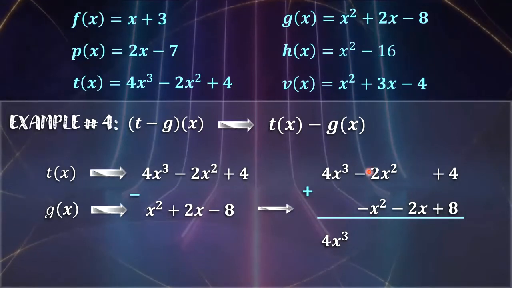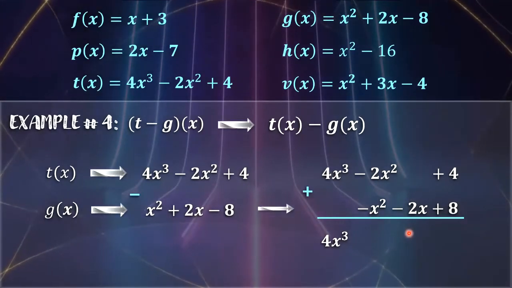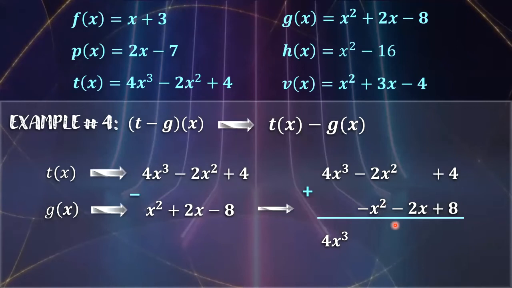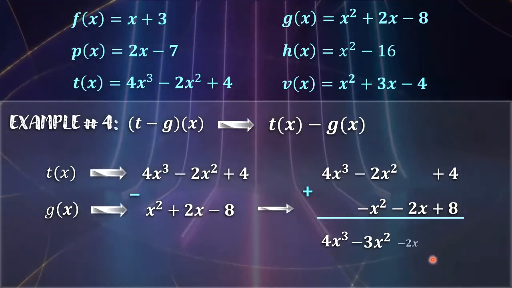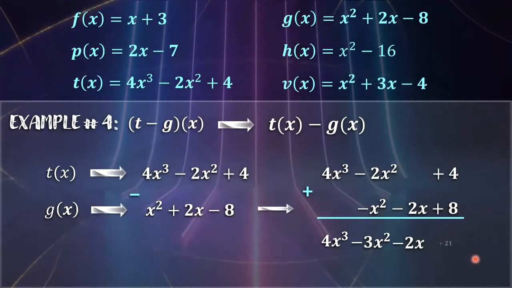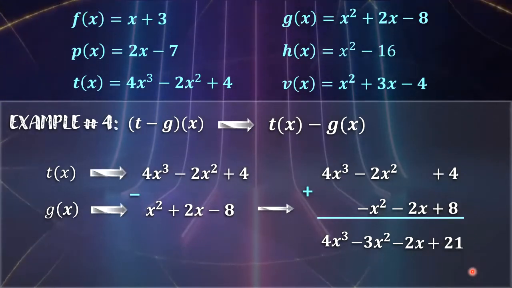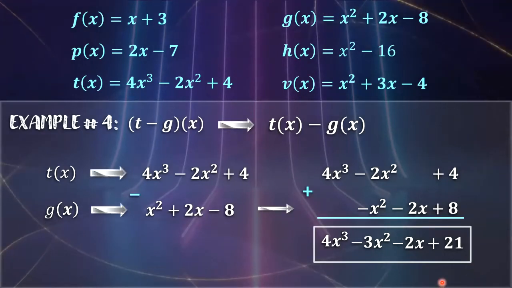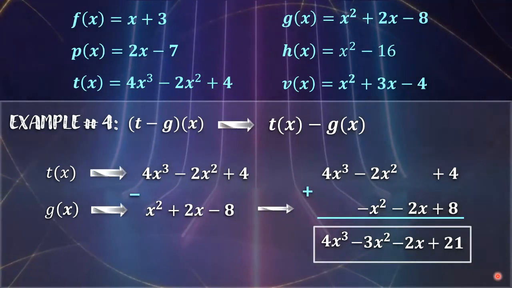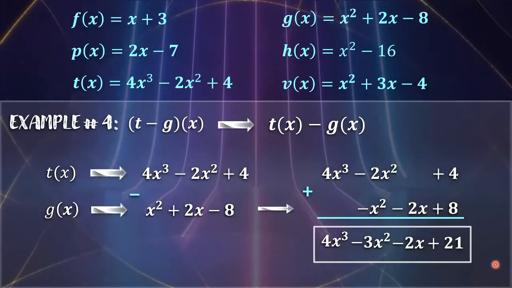Add, same sign. 2 plus 1 is 3. Copy their common sign. That's why it's negative 3x squared. Bring down negative 2x and then add 4 and 8, and that is 21. Therefore, the difference of p of x and g of x is 4x cubed minus 3x squared minus 2x plus 21.